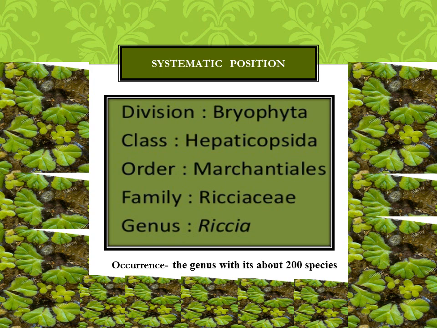division Bryophyta. Bryophyta are the group of plants which are non-vascular. Class Hepaticopsida: these are plant groups which have a thalloid body. Thalloid body means the body cannot be differentiated into root, stem and leaves. They are placed under order Marchantiales, family Ricciaceae, and the genus is Riccia. The genus Riccia contains about 200 species.